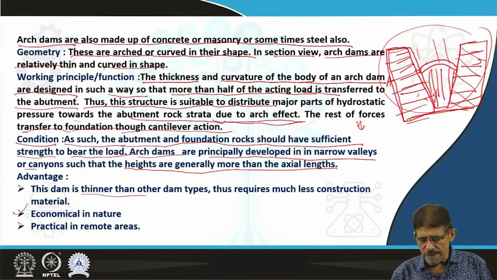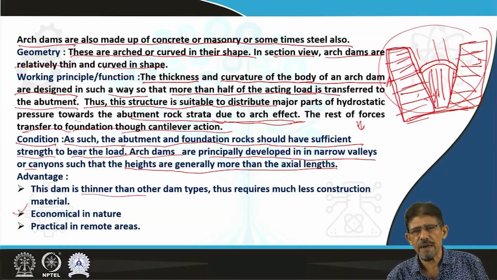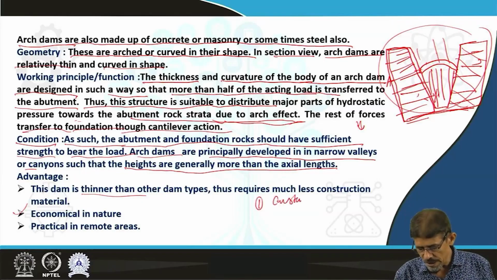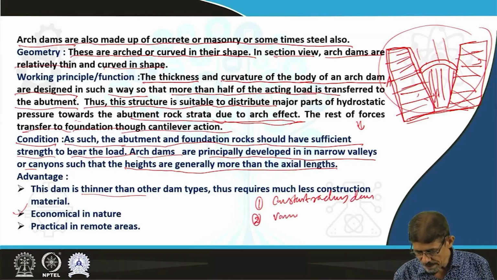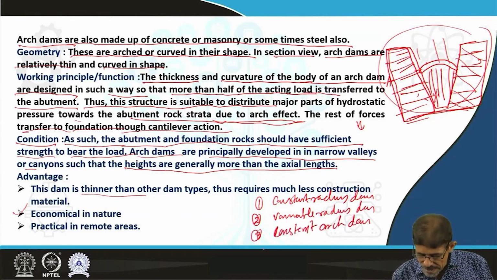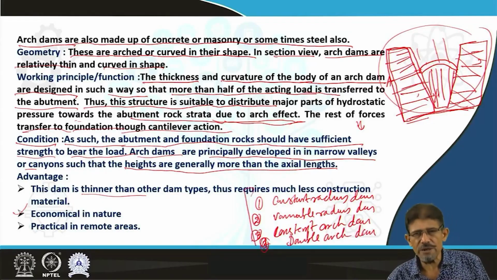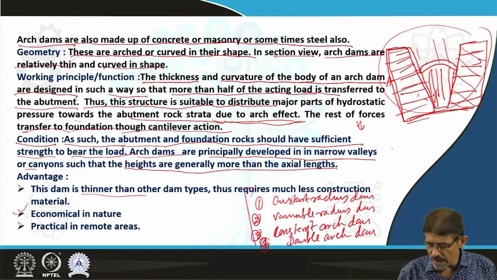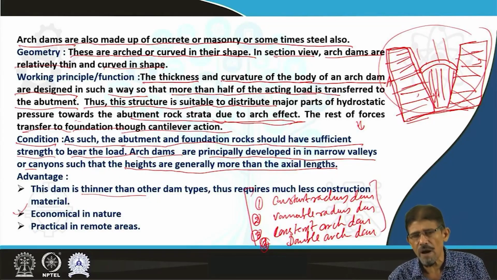Similar to the gravity dam, the arch dam can be divided into a number of categories: constant radius dam, variable radius dam, constant angle arch dam and double arch dam. These divisions are based on design. However, one division can also be done based on the number of arches.